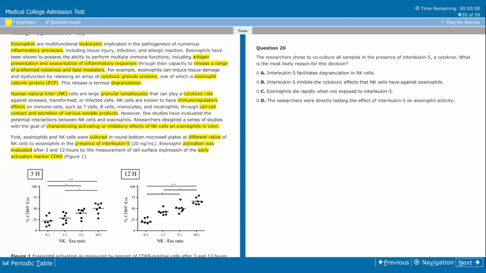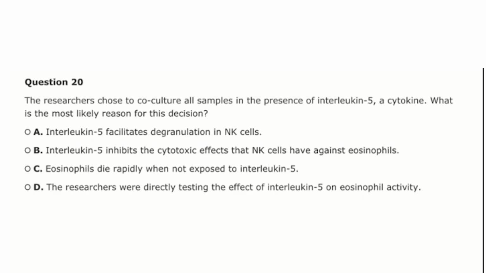So answer choice A, interleukin-5 facilitates degranulation in NK cells. B, interleukin-5 inhibits the cytotoxic effects that NK cells have against eosinophils. C, eosinophils die rapidly when not exposed to interleukin-5. Or D, the researchers were directly testing the effect of interleukin-5 on eosinophil activity.